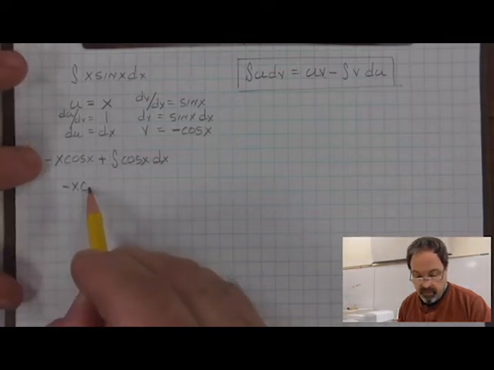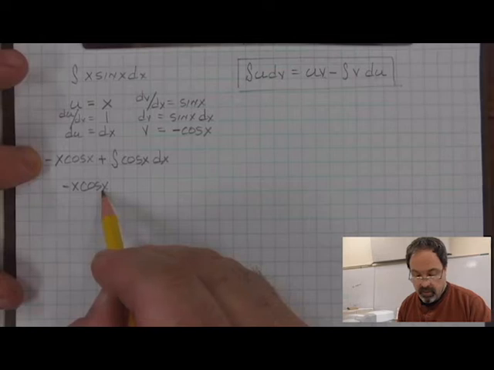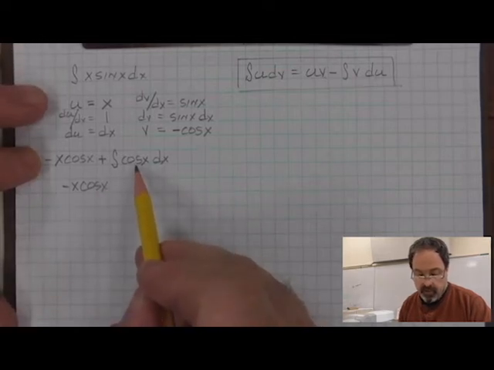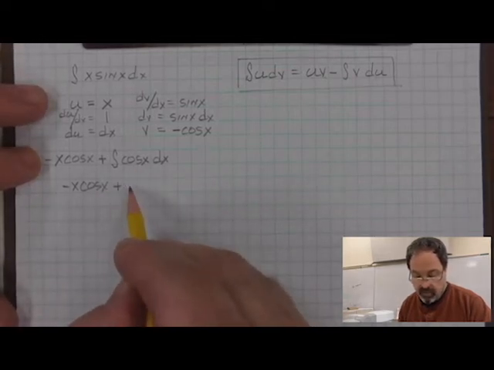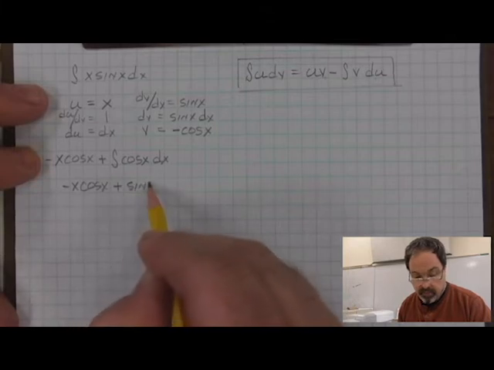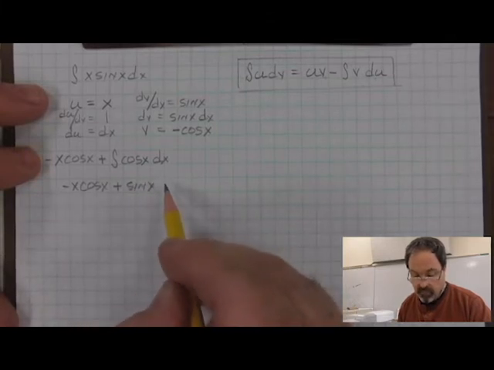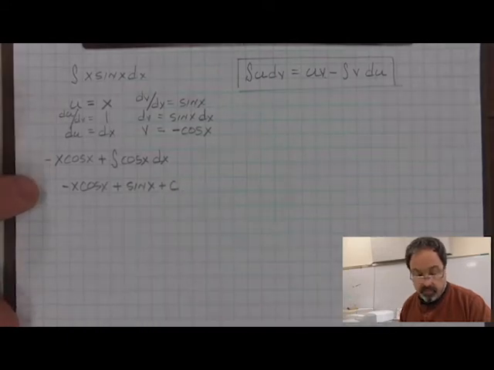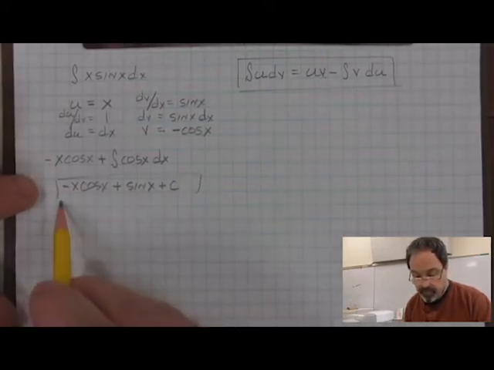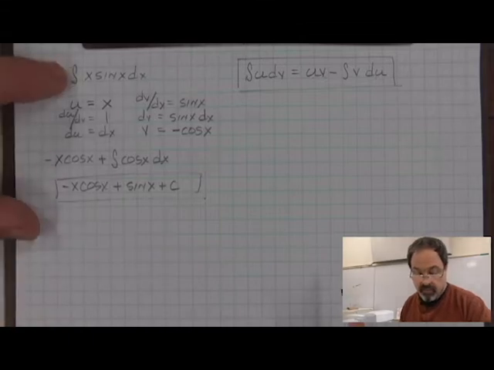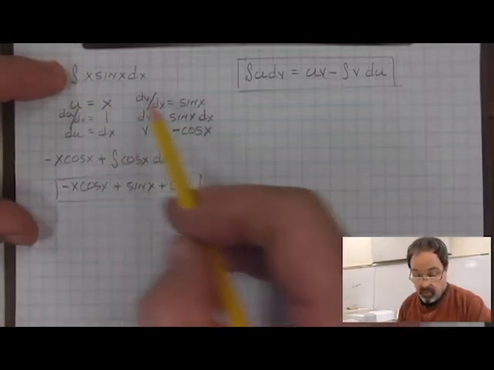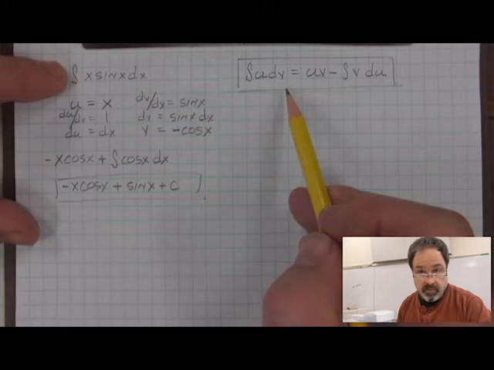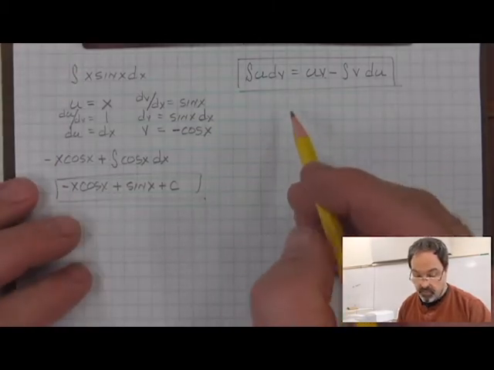I still have the negative x cosine x. The antiderivative of cosine is sine and positive. And then, of course, because I integrated, plus a constant of integration. What was previously impossible, we were now able to do with this integration pattern. Let's show another example.